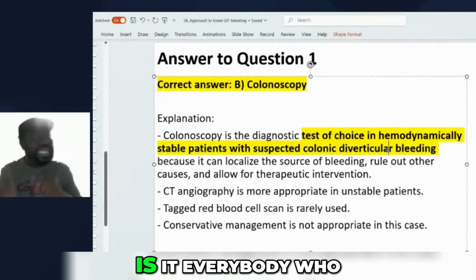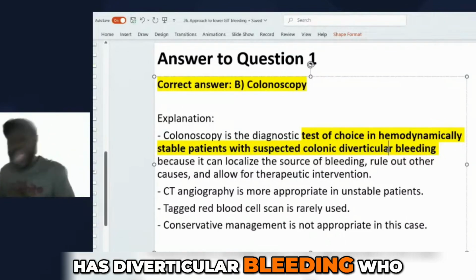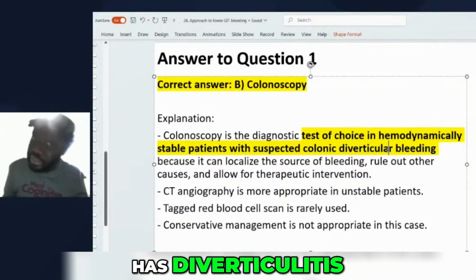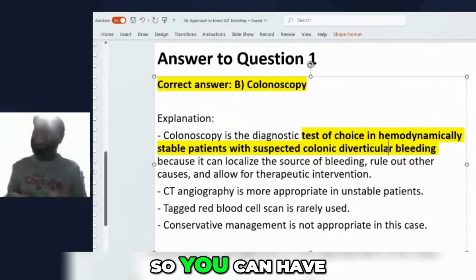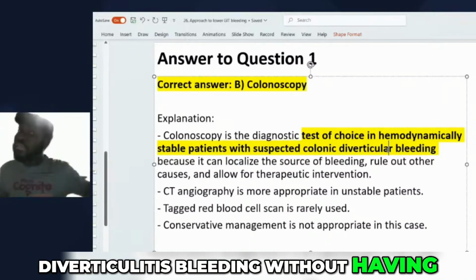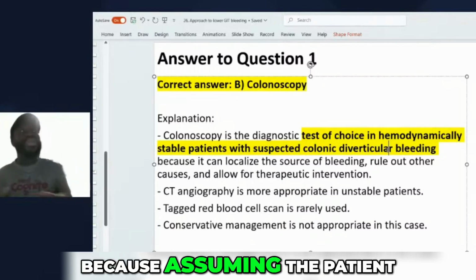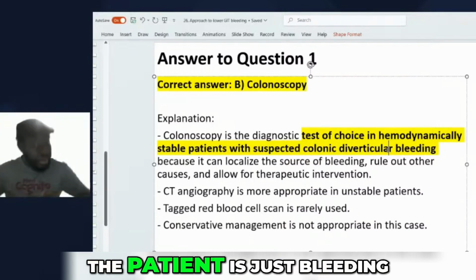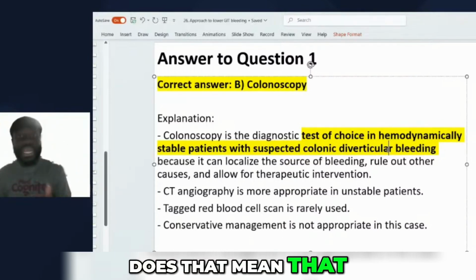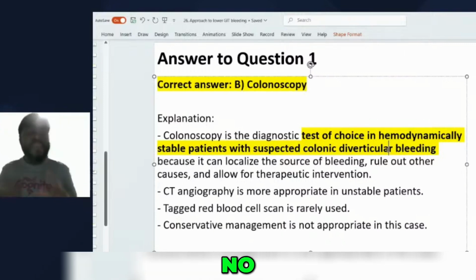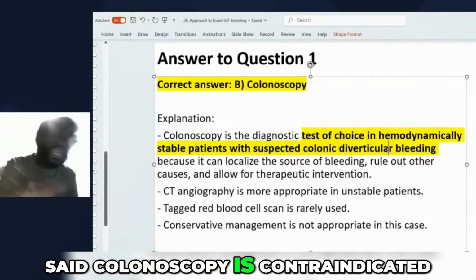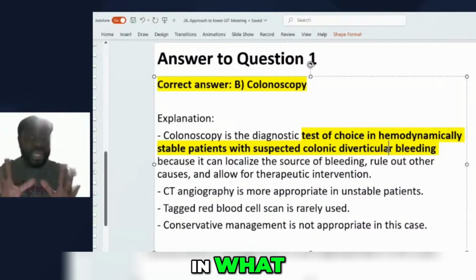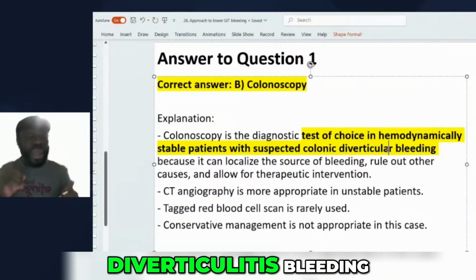Now the next question. Is it everybody who has diverticular bleeding who has diverticulitis? Yes or no? No. So you can have diverticular bleeding without having diverticulitis, because assuming the patient is taking warfarin and the patient is just bleeding, does that mean that the patient has diverticulitis? No. But remember that we said colonoscopy is contraindicated in what? Is it diverticulitis or diverticular bleeding?